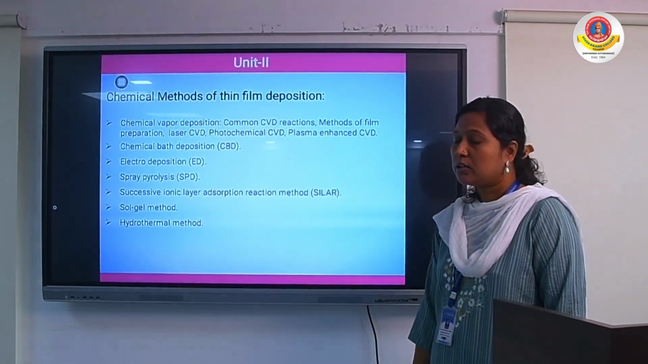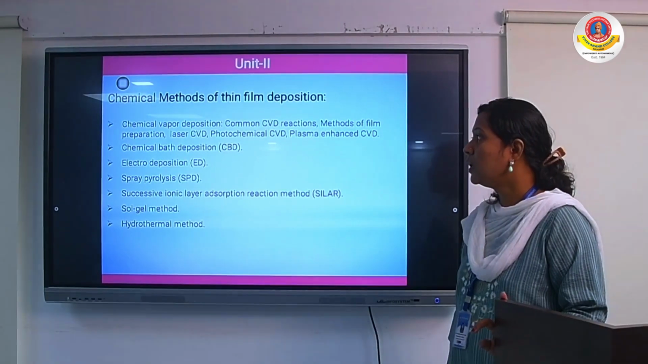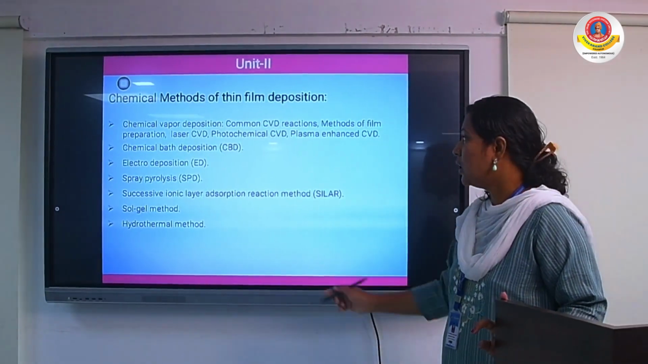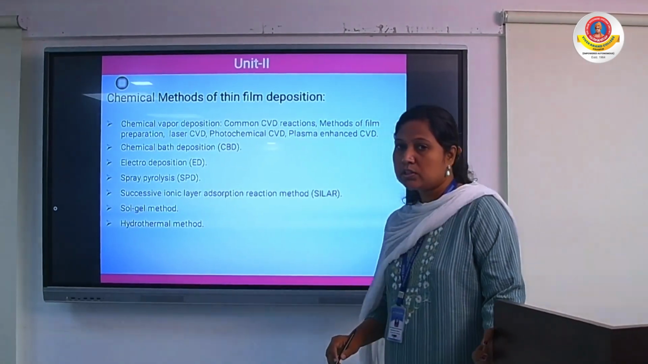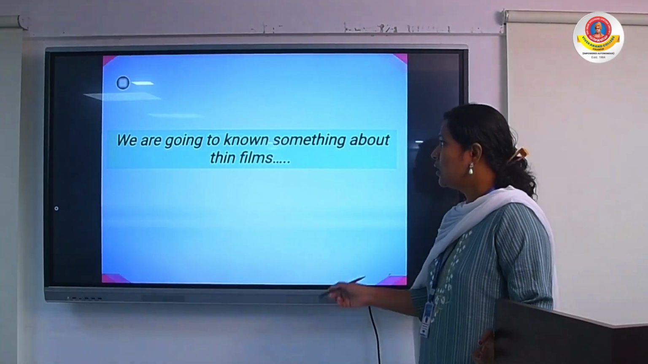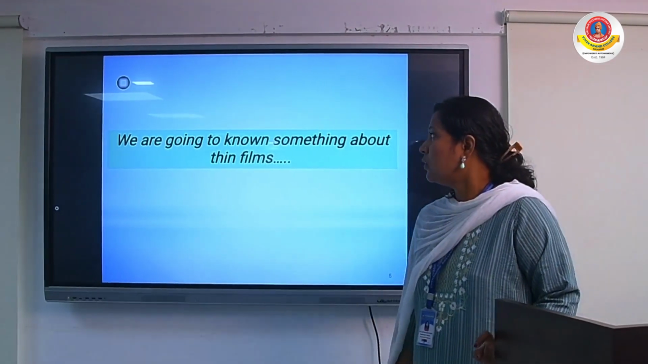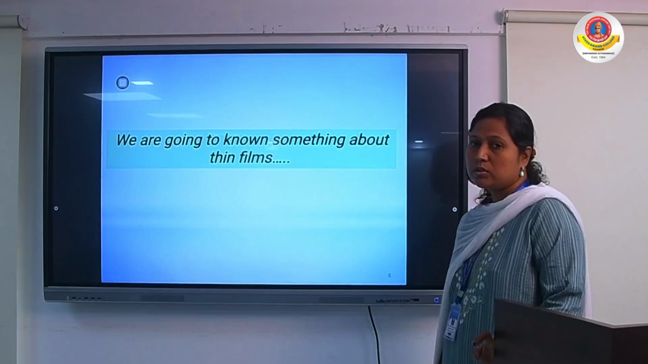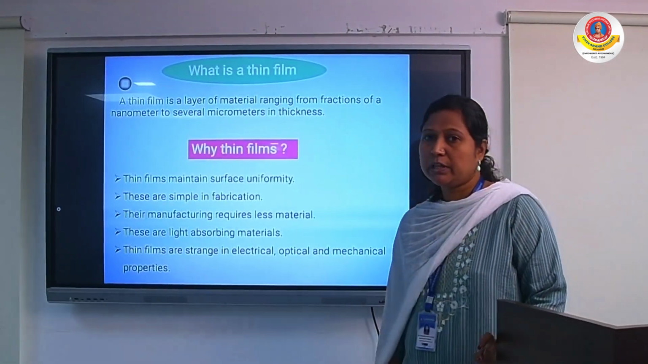This second unit consists of chemical methods like chemical vapor deposition method, chemical bath deposition method, electrodeposition method, spray pyrolysis method, SILAR method, sol gel method, and hydrothermal method. Before discussing these chemical thin film deposition methods, first we are going to know something about thin films. So first we have to see what is meant by thin films.